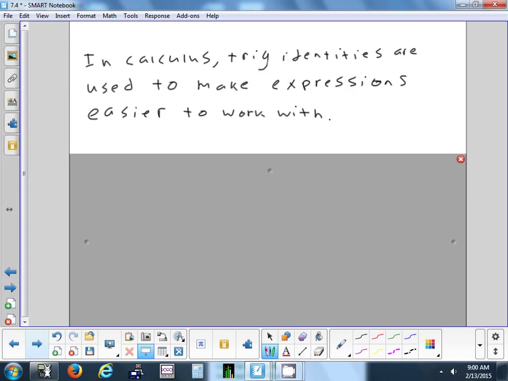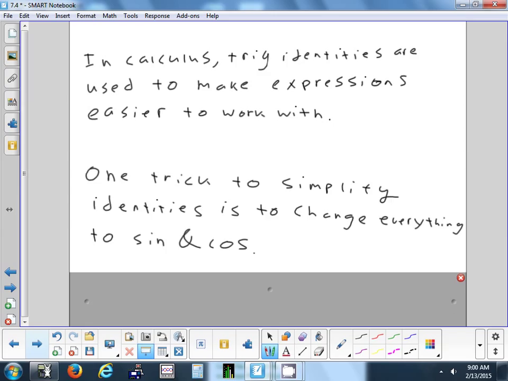One reason why we might use trig identities, especially next year, is to make an expression that looks really complicated simpler. Just like when we did those problems in section 7.2, we had the sine of the inverse tangent. We had a way to simplify that and make it algebra rather than trig, so we could work with it a little easier. Similar idea. We're going to try to simplify expressions to make them easier to work with. Several tricks that we'll learn as we go through.